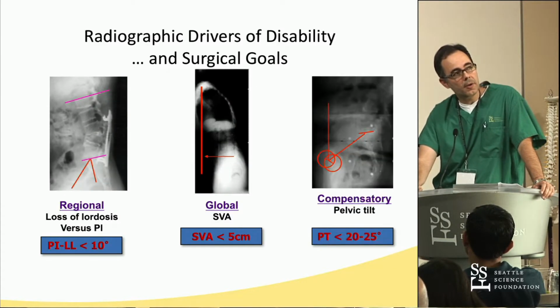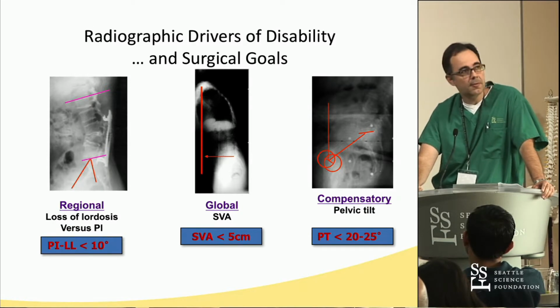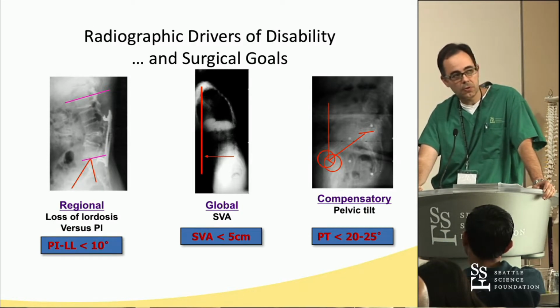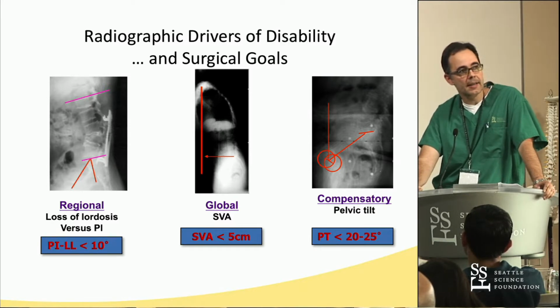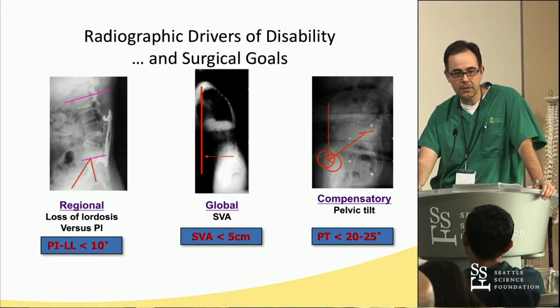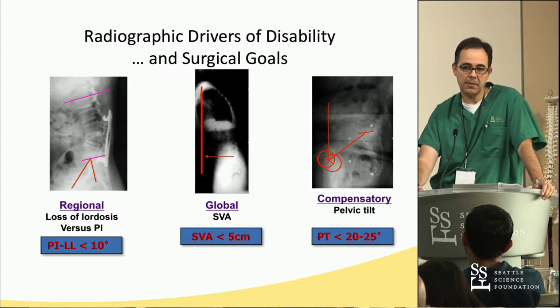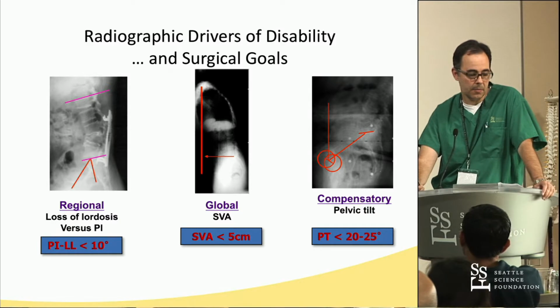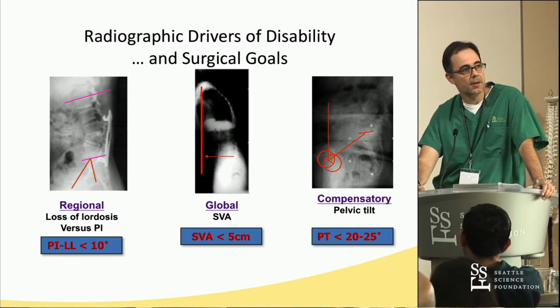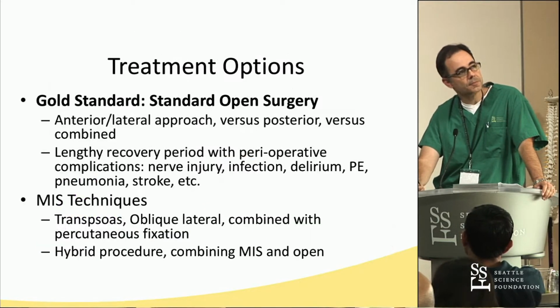So we are all familiar with these radiographic drivers of disability and our overall surgical goals. We want to get the pelvic incidence to be as close to the lumbar lordosis as possible, and we want the sagittal vertical axis to be approximately less than 5 centimeters. And we have to take into account the degree to which the patient is tilting their pelvis. So we have to look at each one of these parameters and plan our surgeries carefully.